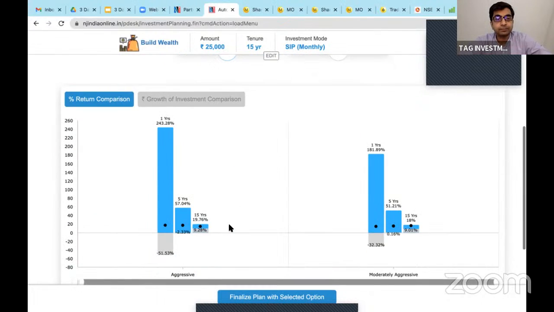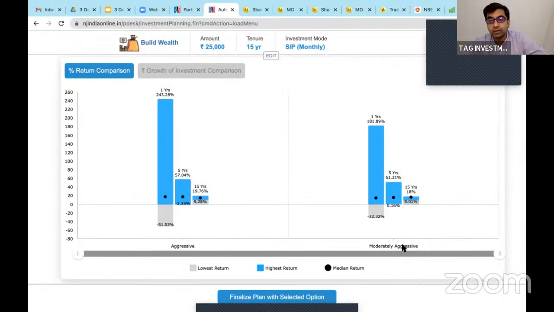Then automatically, this will give you a history of the last 1 year, last 5 years, and last 15 years on a rolling period. What has been the best return in a 1 year period? What has been the worst return? The best return has been 243%. The worst return has been 51%. In 5 years, the best return has been 57%, and the worst return has been -2%. In a 15-year period, the best return has been 19%, the median return has been 13%, and the worst return is 9.28% for an aggressive investor. For a moderate aggressive person, the results are already in front of your screen.